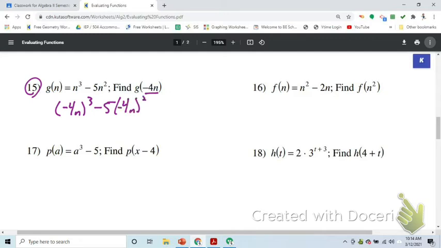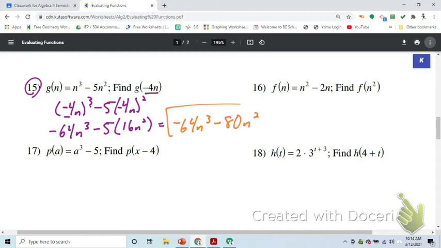All right, got to simplify this. So negative 4 to the third power would be negative 64, and then n to the third power is just n to the third. Now this is still minus 5, and then negative 4n squared is 16n squared. So here we go. We have negative 64n to the third, and this will be minus, now 5 times 16 is 80. So 80n squared. All right. That's what we should have for that.